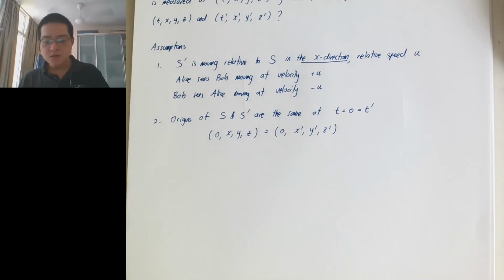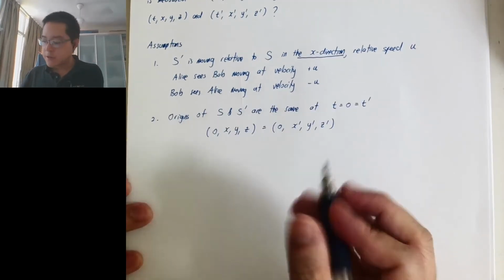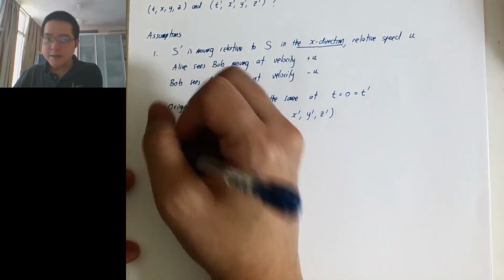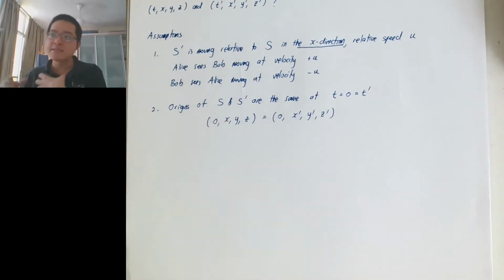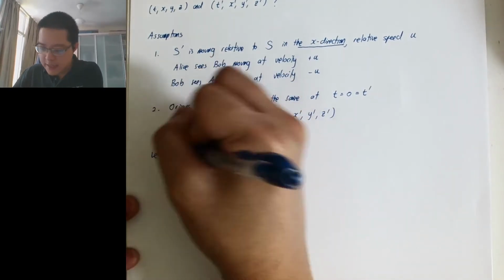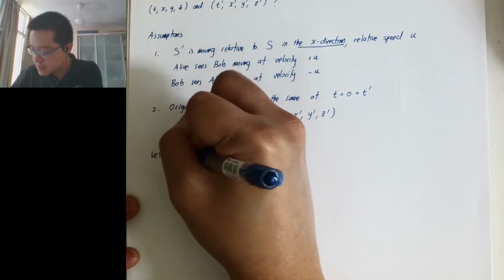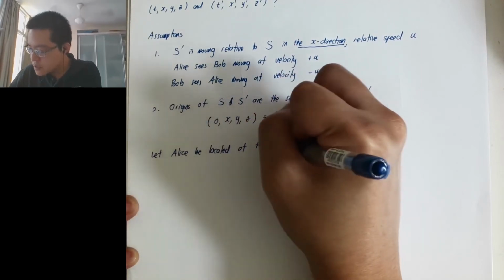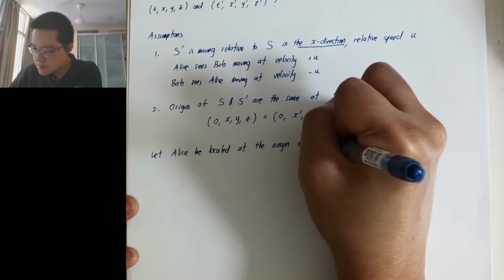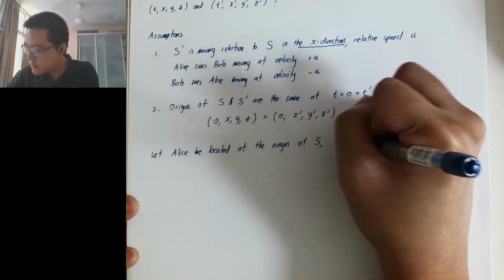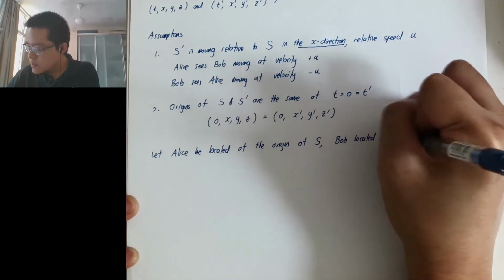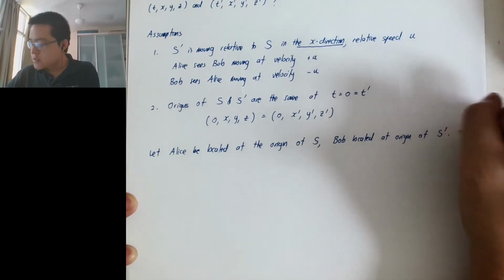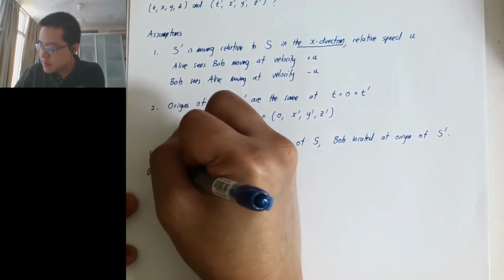Okay, so we got this now. Then now let us try to calculate. Oh yeah, another thing is, let us say the origin is where Alice and Bob are located. So let Alice be located at the origin of S, and then Bob located at the origin of S prime.